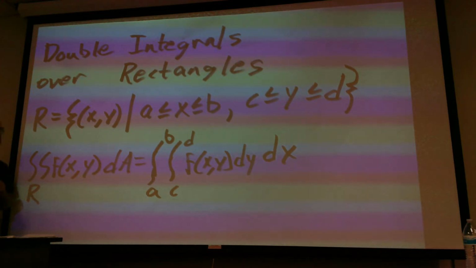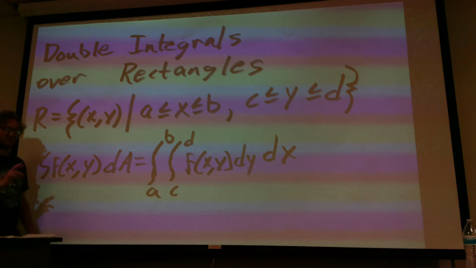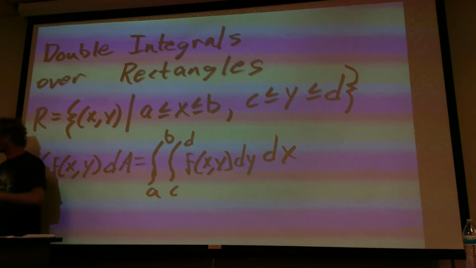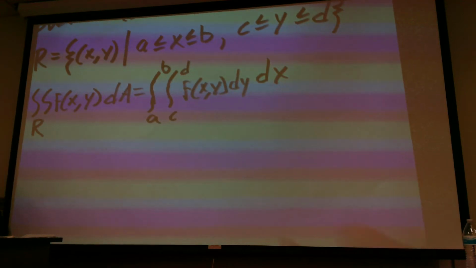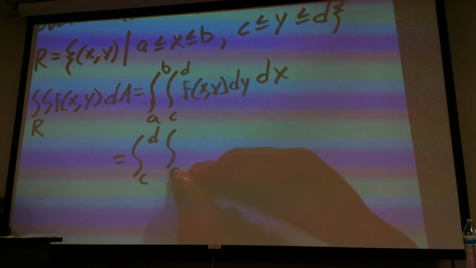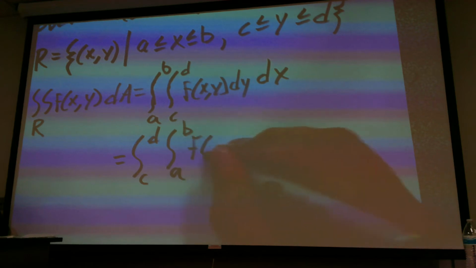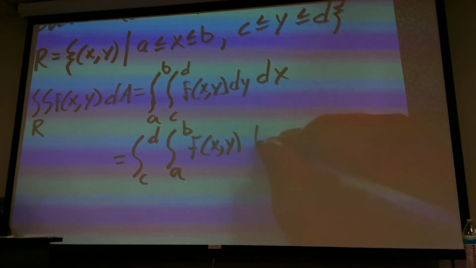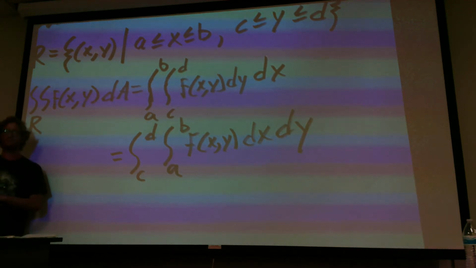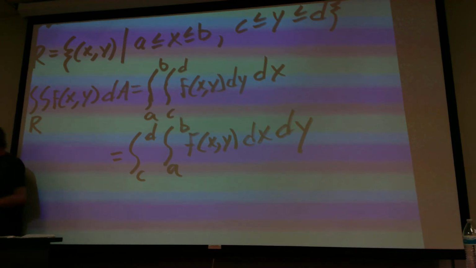Now, over general regions, switching these things becomes an issue. You have to actually change the functions around. But since we're just talking about a rectangle at this point, we can switch these out. So this is the same thing as writing the integral from c to d of the integral from a to b of f of x, y, now dx dy. So when we're talking about just rectangles, yeah, you can switch the order of it. It's not that big of a deal. So let's try one.